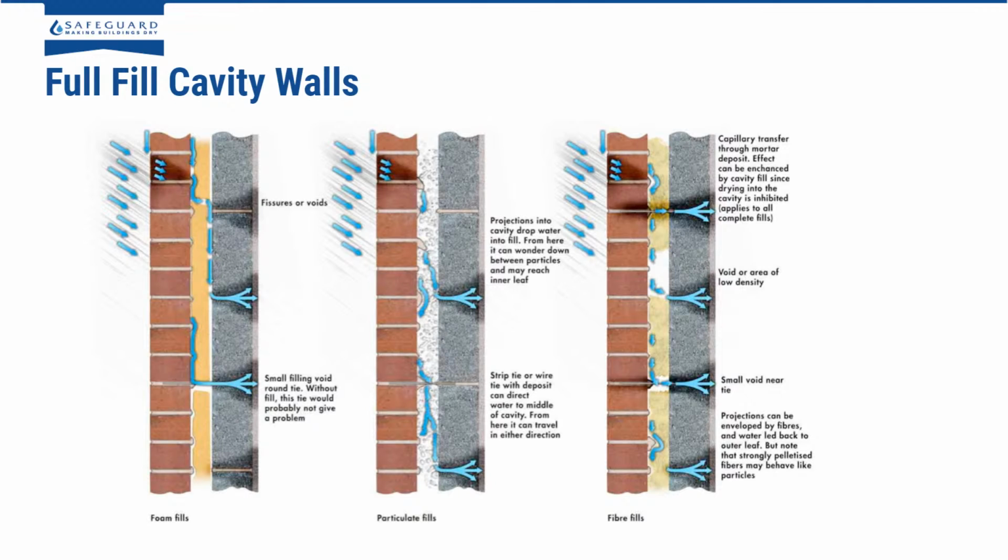So just looking at these three diagrams, you can see three different types of insulation that can be put into a cavity, and all three will allow moisture to pass through if they're not correctly installed. Effectively, regardless of what type you use, you can get rain penetration.